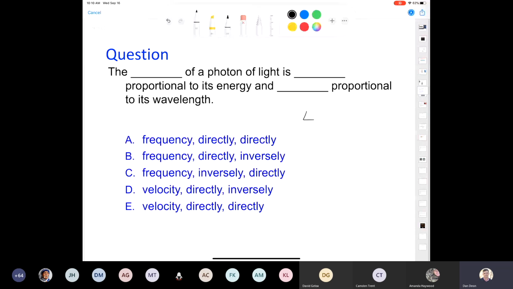We said that E is equal to hc over lambda, or you could write it E is equal to h times nu. So the frequency of a photon of light is blank proportional to its energy. Would that be directly or inversely? Who could help me out? Yeah, thanks, Violet. It's directly proportional to its energy.